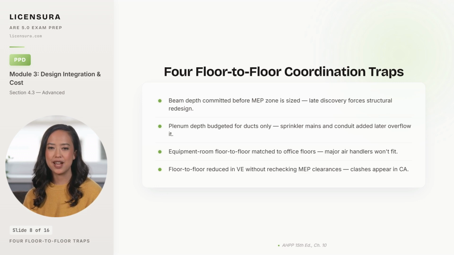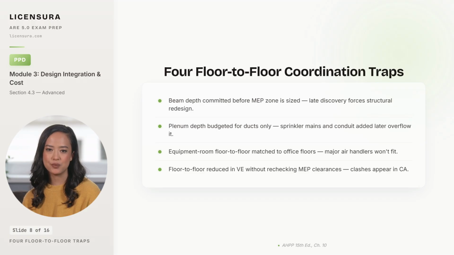Second, the plenum depth is budgeted for ductwork only, and then sprinkler mains, electrical conduit, fire alarm cable, and acoustic isolation get layered in afterward, and the plenum no longer holds it. The architect gets sued by an owner who paid for usable ceiling height that did not survive coordination.